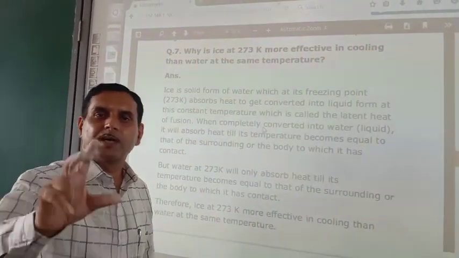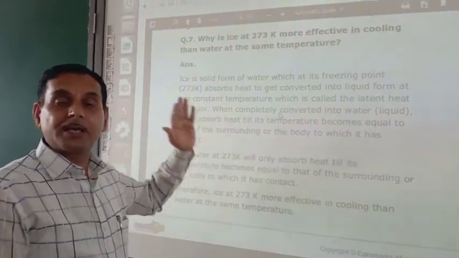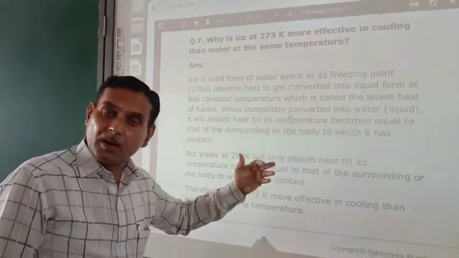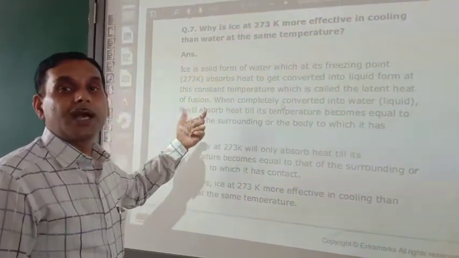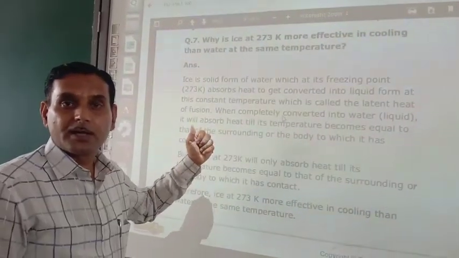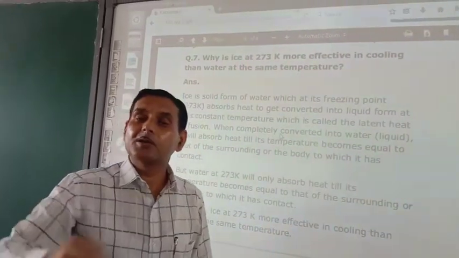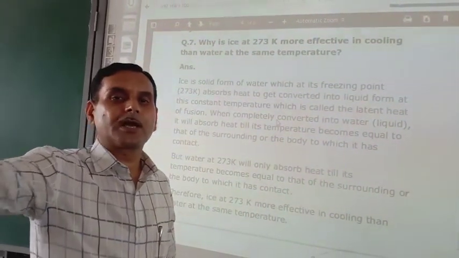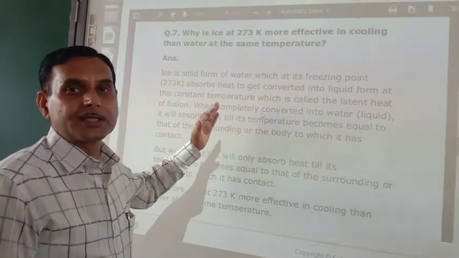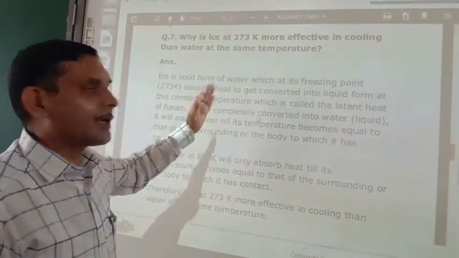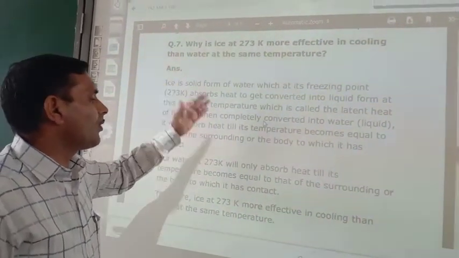So once again I am summarizing this. Ice will absorb the heat from the body with which it has been kept in contact, equal to its latent heat of fusion. While in the case of water, it will absorb heat only until its temperature becomes equal to the surrounding temperature. So what would be there? As far as cooling is concerned, ice is a better cooling agent at 273 Kelvin than water at the same temperature.